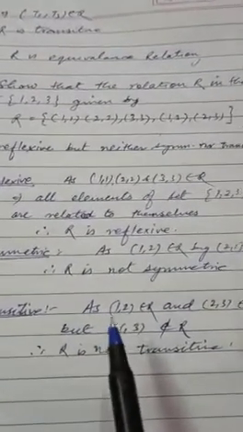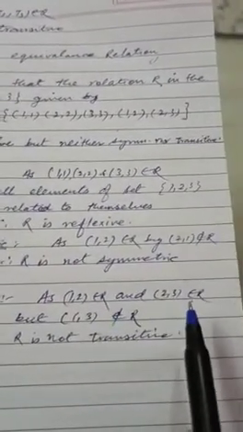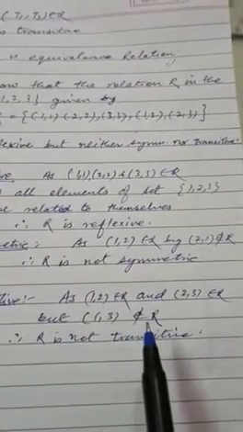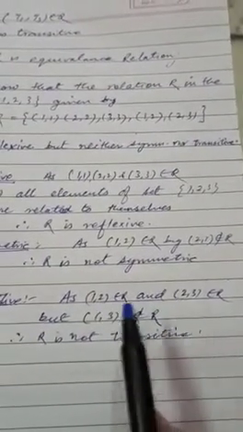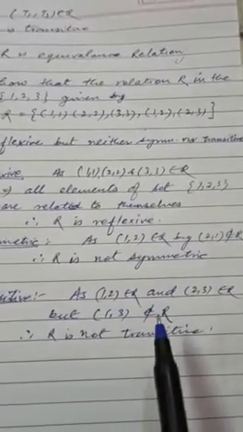ट्रांजिटिव (1,2) बिलोंग्स टू R एंड (2,3) बिलोंग्स टू R बट (1,3) डज नॉट बिलोंग टू R. ये दो पहले से ही हैं इसमें, लेकिन ये तीसरा पेयर नहीं है, इसका मतलब ये ट्रांजिटिव नहीं है.